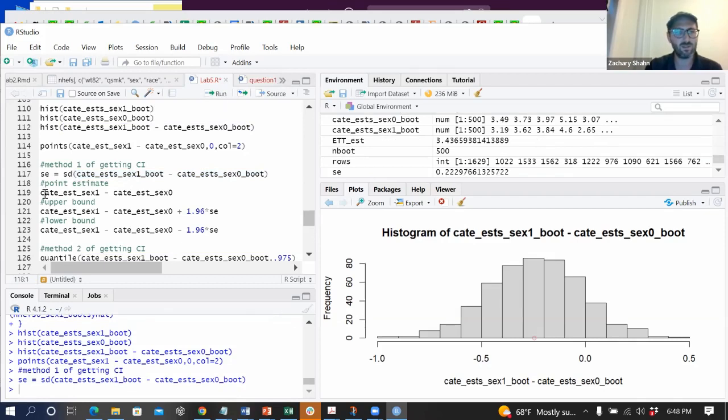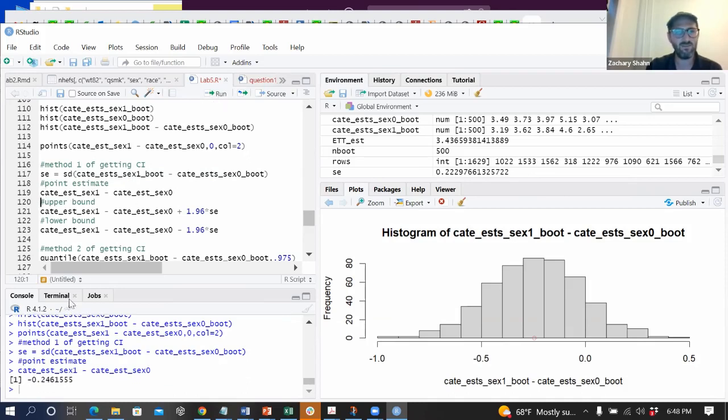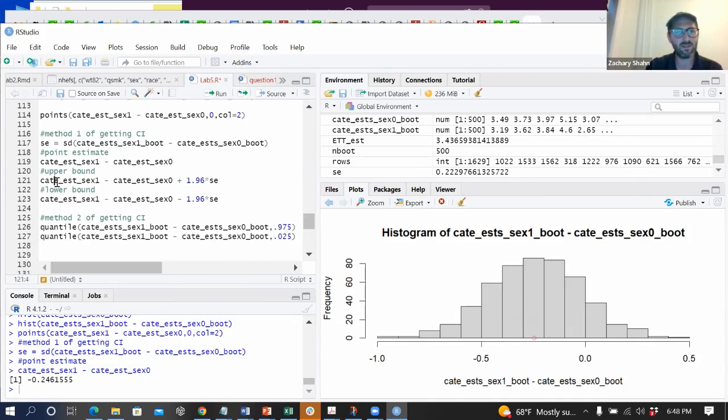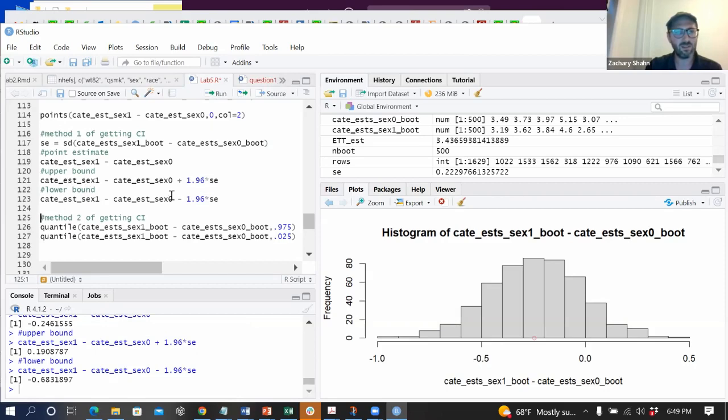It's 0.22. Here's the point estimate that we originally got, that original difference in the two effect estimates, which is negative 0.25. And so we could get the upper bound on the confidence interval by taking that point estimate and adding 1.96 times the standard error. And so the upper bound is 0.19, on the other side of 0 from the point estimate. So we're not confident about the sign. And then we can get the lower bound by subtracting 1.96 times the standard error from the point estimate. So our confidence interval for the difference in the effect of quitting smoking on weight gain in men and women is negative 0.68 to positive 0.19.